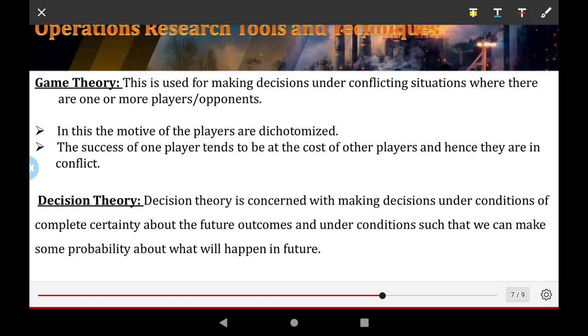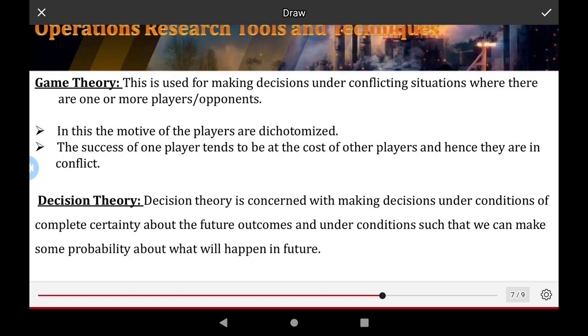Decision theory is one main topic in operation research. Again, decision theory is concerned with the making of decisions under different conditions. Decision theory also provides more information related to the taking of decisions according to the project.